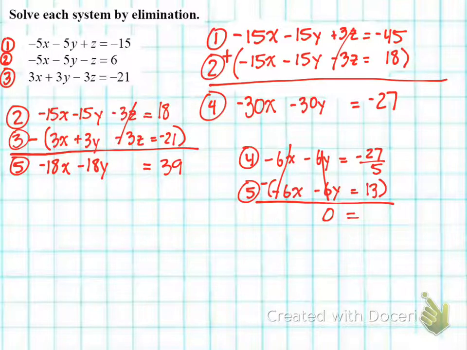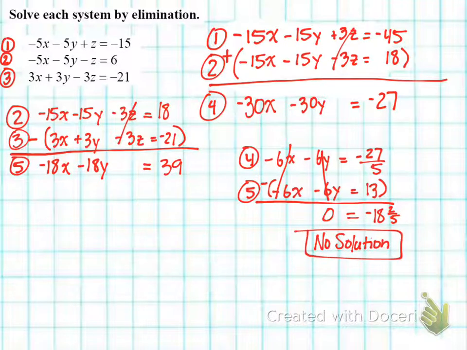Now, who cares that it's fractions? Let's just look at the concept here. Does it make sense that 0 is equal to negative 18 and 2/5? No. So what did I teach you last week about this? No solution. Whenever you're at this point where something is equal to something else that's not true, then you know it's no solution. Does that make sense?